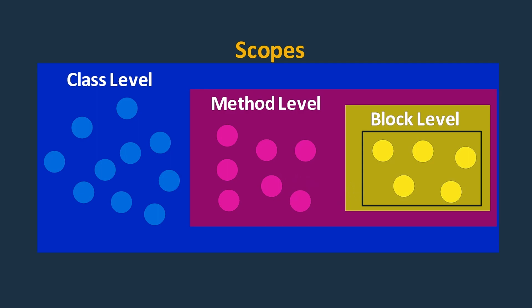Variables declared inside the block, like for loops or if statements, have block level scope. They are limited to the body of the statement in which they are declared. A variable declared inside the block is not visible outside of the block body. These variables are known as loop variables or statement variables.